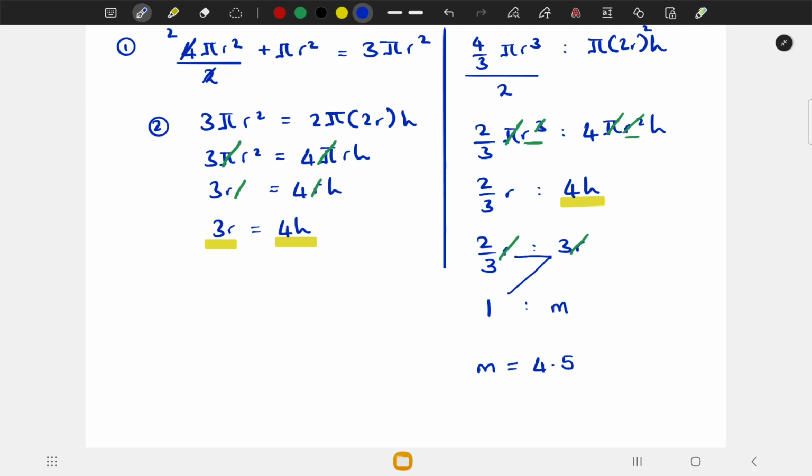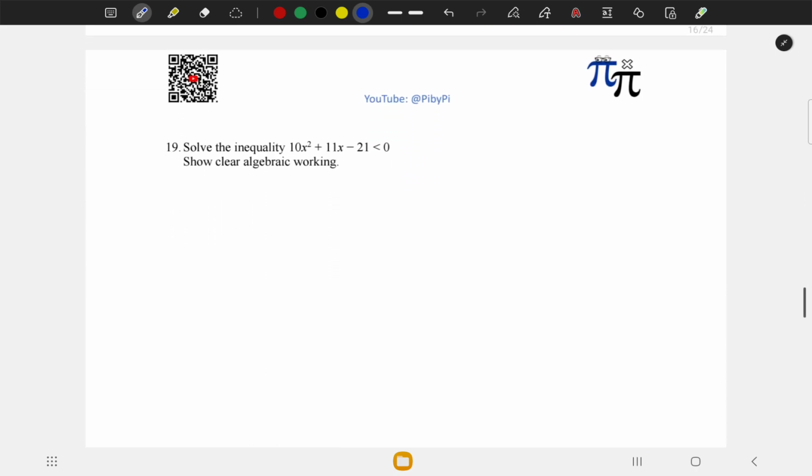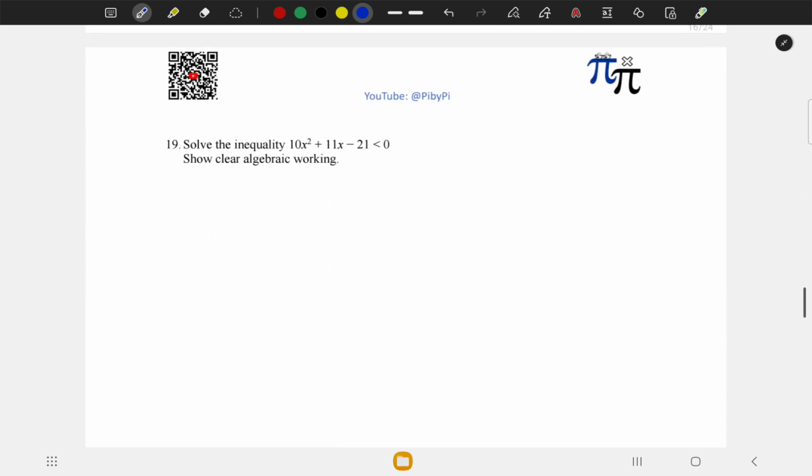Okay, great. Making good progress. Let's move on to the next question. You're being asked to solve the inequality 10x squared plus 11x minus 21 is less than 0. Okay, so the first thing you're going to do is pretend this is a quadratic equation and solve it in the normal way that you would solve it using a method of your choice.